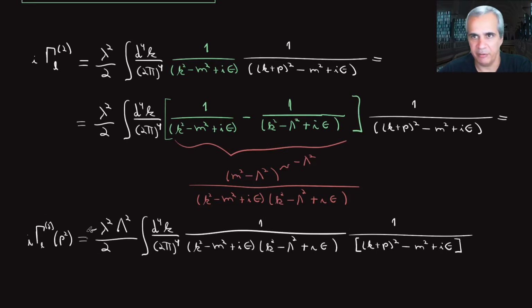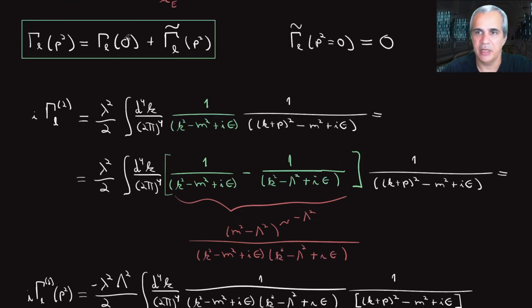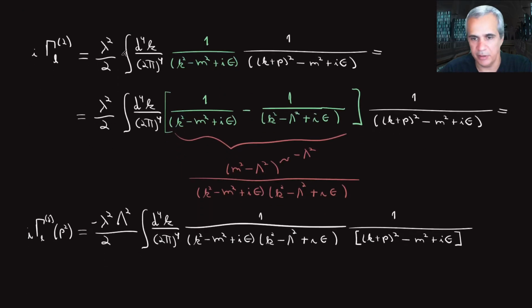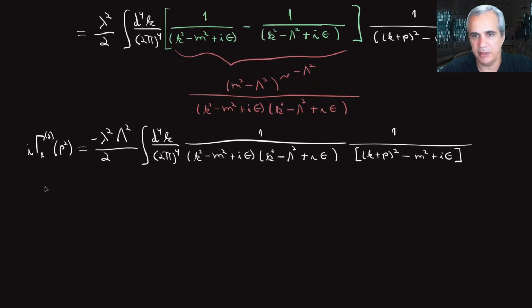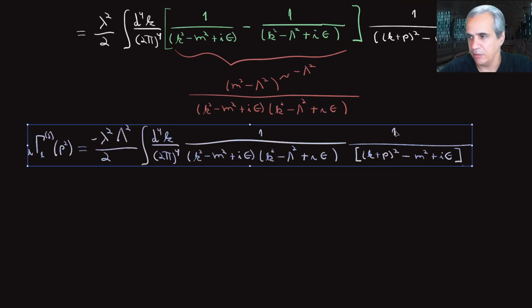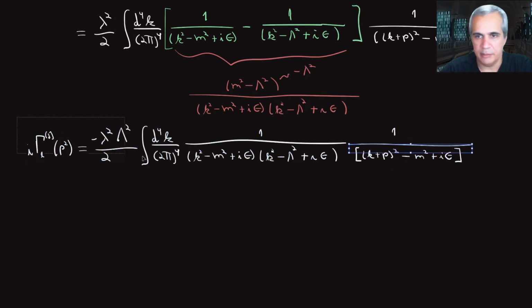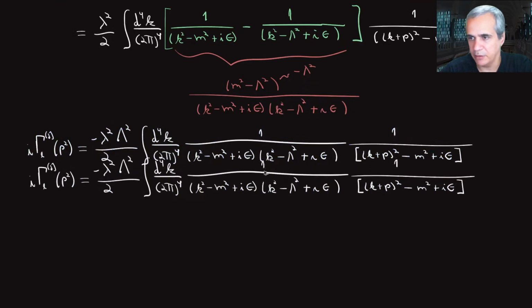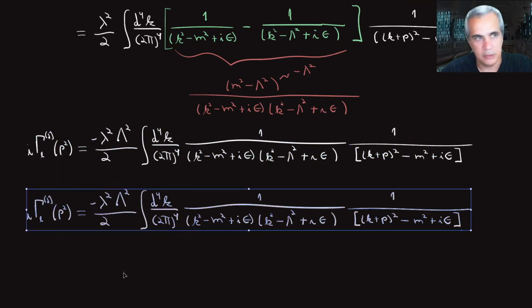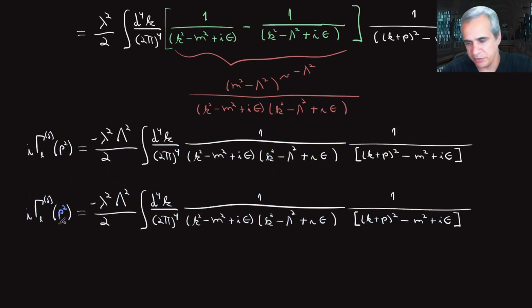Now I can use this expression for gamma L of p squared to calculate both pieces I defined before, the divergent and the finite part. The first one is just taking p squared equal to 0. In this case, let me just copy this part here and substitute p squared to 0. Again, I'll put a 0 here.